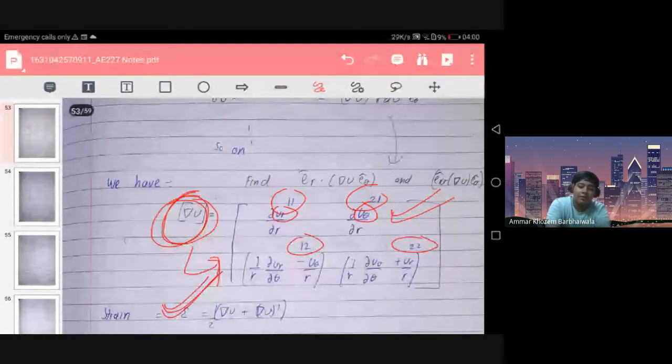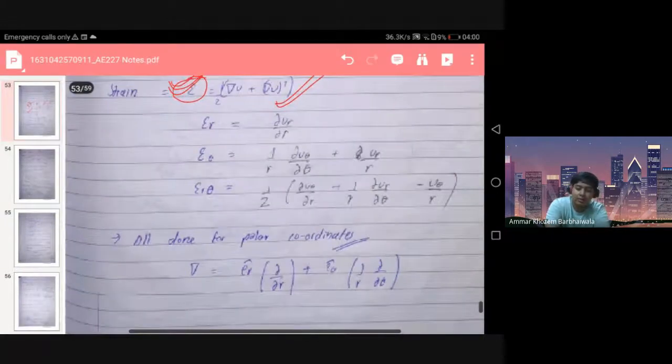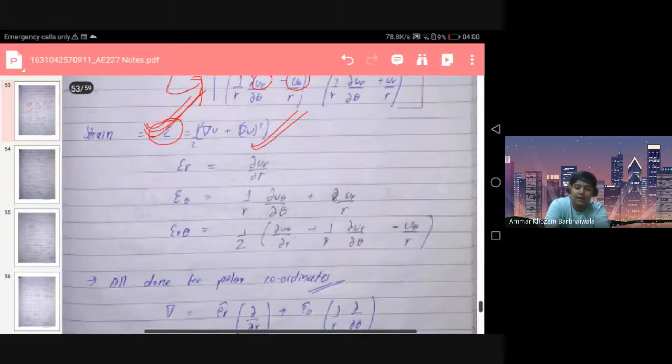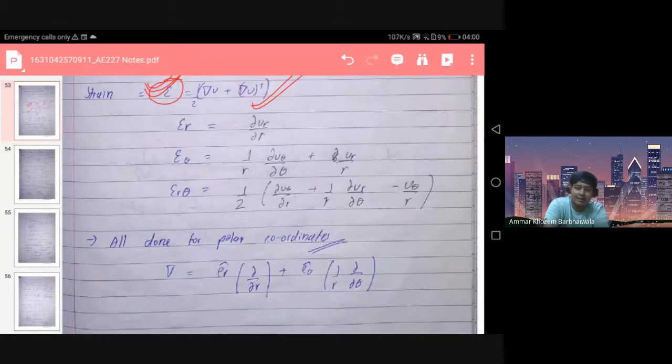If you have a function u of r cap plus u of theta cap, you can find this displacement gradient function, and you can find the strain in the r direction and theta direction just by taking the symmetric part of this. Those formulas are also given for that. It's the same, you're just taking the symmetric and the anti-symmetric part of this. And I guess that's it. So these are the polar coordinates.